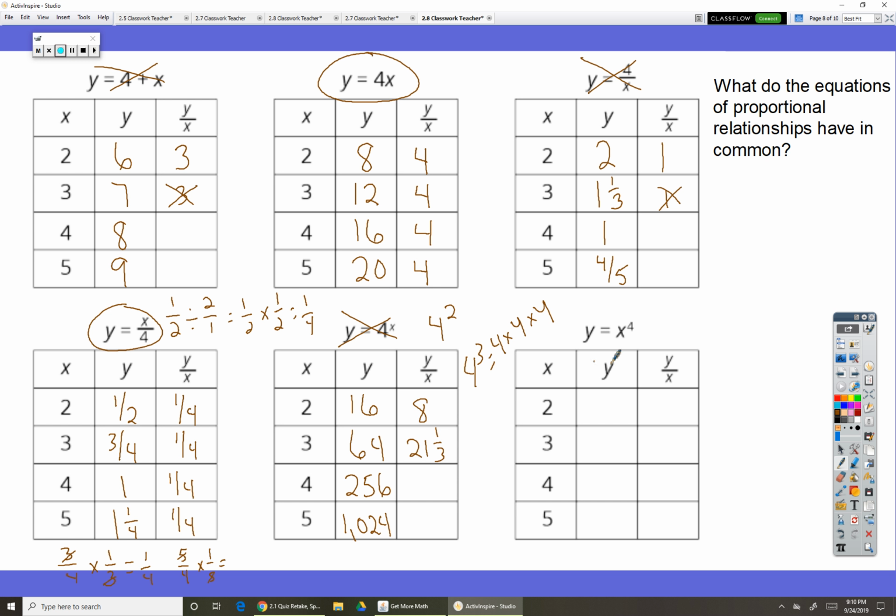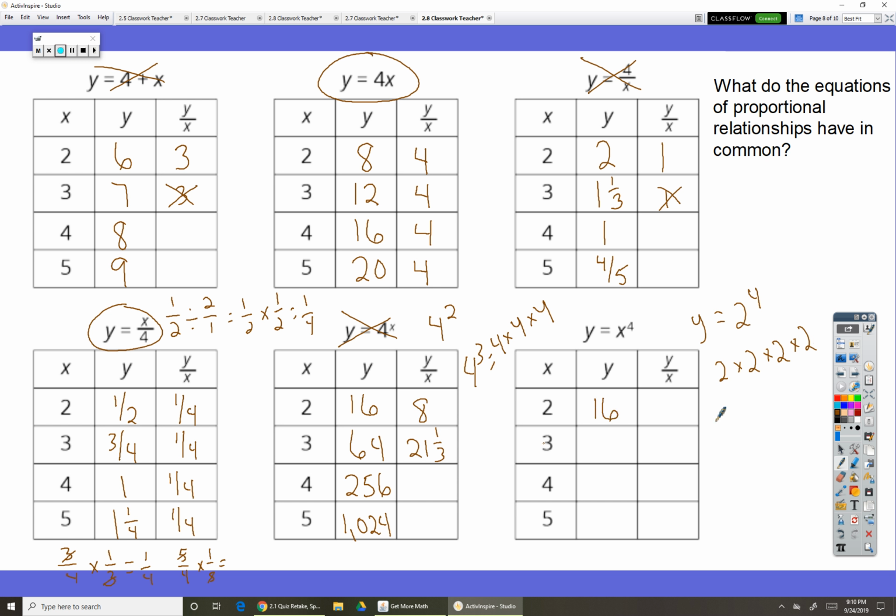Last one, this one has another exponent. The exponent is always 4, and x is going to be different every time. So if x is 2, we have y equals 2 to the fourth power. That means 2 times 2 times 2 times 2. 2 times 2 is 4, times another 2 is 8, times 2 is 16.